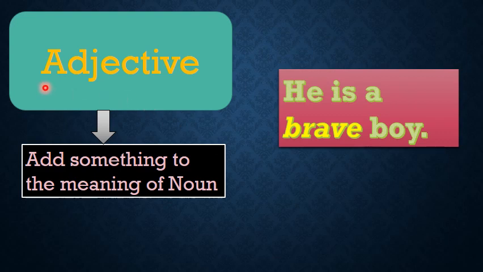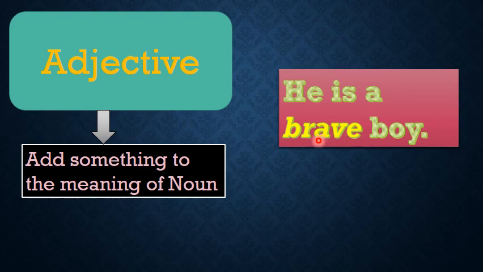Okay, so the next part of speech is an adjective, which adds something to the meaning of a noun. For example, he is a brave boy. Here, brave is an adjective because it is modifying the quality of a boy. It is telling us that the boy is brave, and it is adding meaning to the sentence.